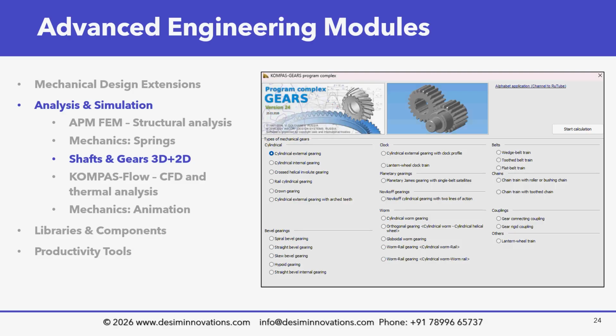Now, it also has a shafts and gears module. If you're working on a gearbox or rotating equipment design, it becomes crucial, because designing the gears or shafts from scratch is really a headache. So in Kompas 3D, you just have to enter the design parameters, and the software automatically generates the shaft and gear geometries along with the 2D drawings.